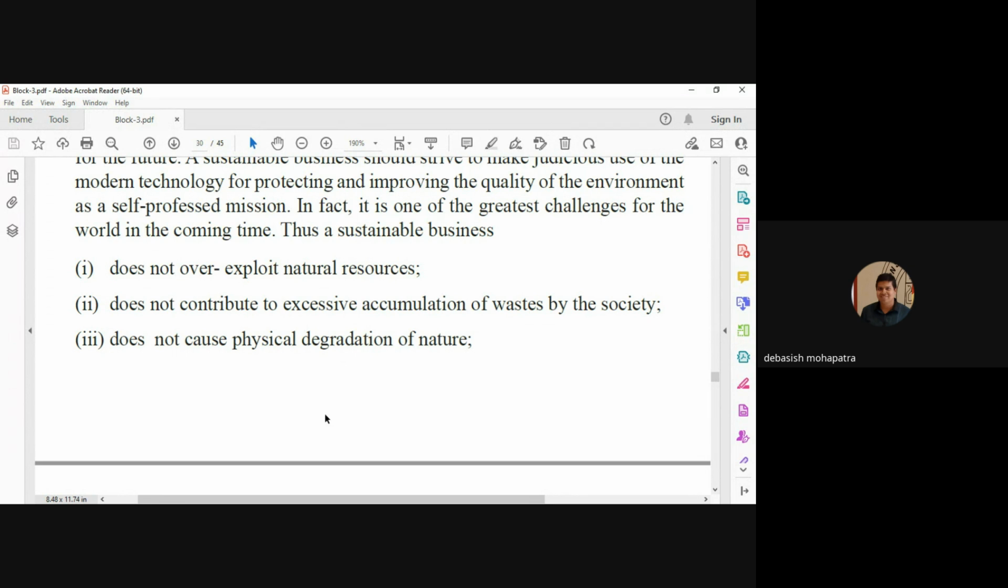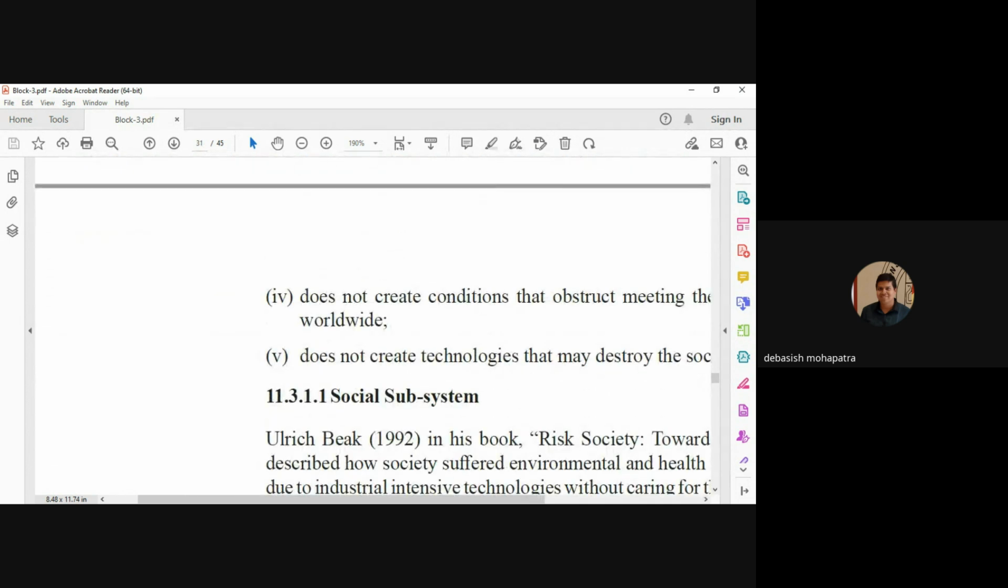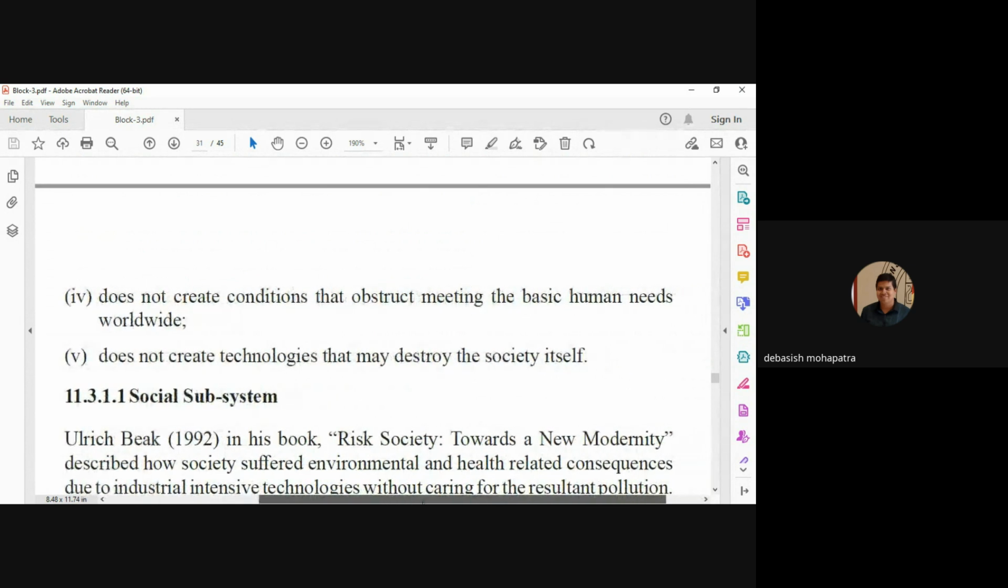So a sustainable business does not overexploit natural resources, does not contribute to excessive accumulation of waste by society, does not cause physical degradation of nature, does not create conditions that obstruct meeting basic human needs worldwide, and does not create technologies that may destroy society itself.